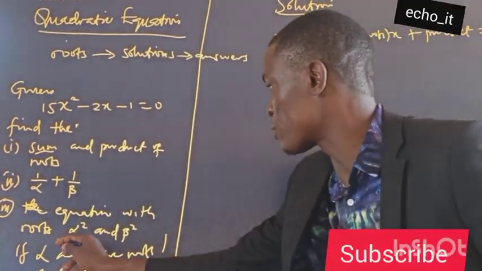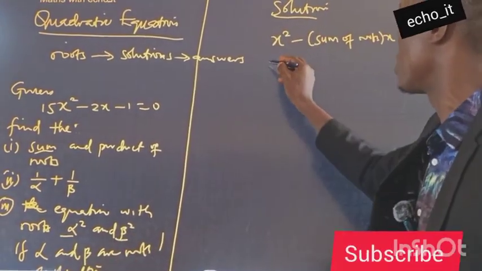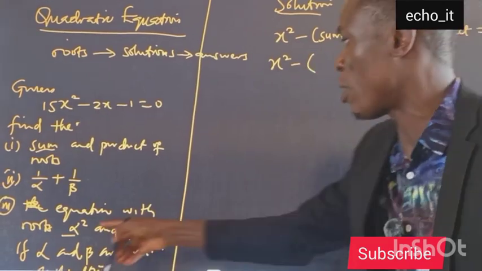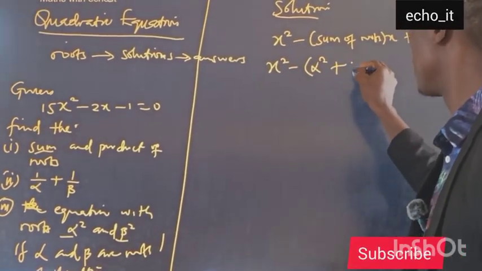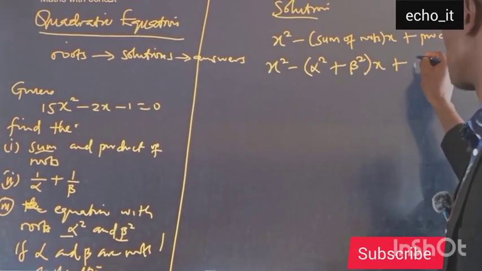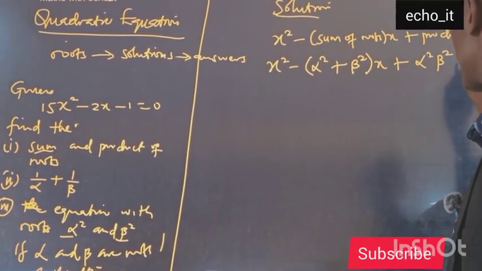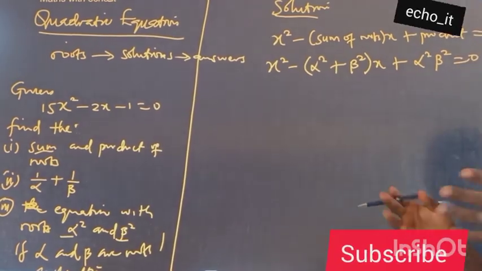So now we have the roots to be alpha squared and beta squared. So this will be x squared minus the sum of the two roots, alpha squared plus beta squared, times x, plus the product, alpha squared times beta squared, equals 0. It's just as simple as that.